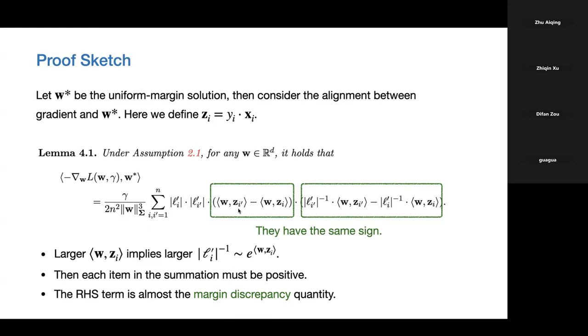First, we find that these two products will have the same sign, so after the multiplication we will always have something positive. Which means that no matter which W you are located at, if you consider the gradient direction, it will always be positively correlated with W star. Also, the right-hand side is related to the margin discrepancy quantity, which will be very good for us to have a sharp characterization of the margin discrepancy.